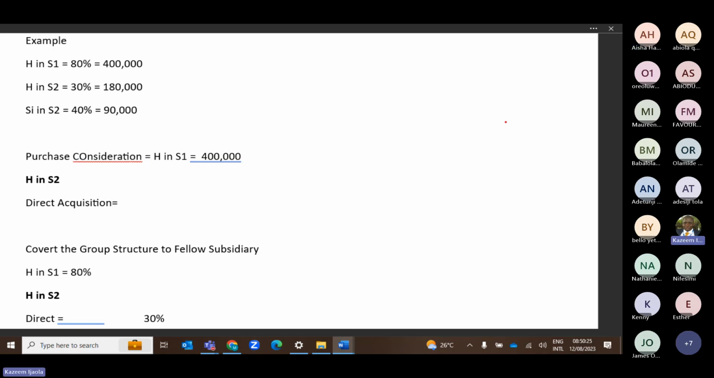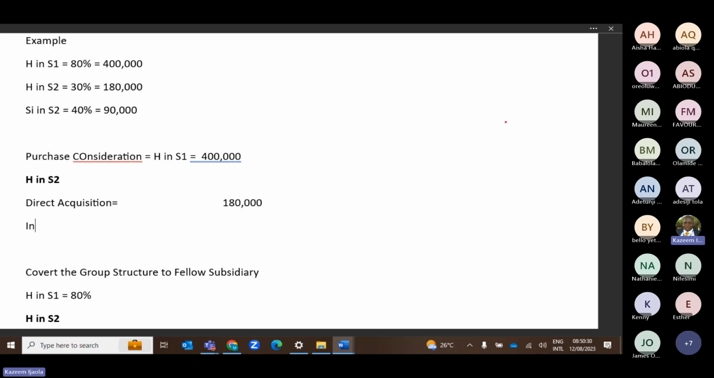180,000. We pay 180. That one is clear. So who can determine how much is going to be the purchase consideration for the indirect acquisition?